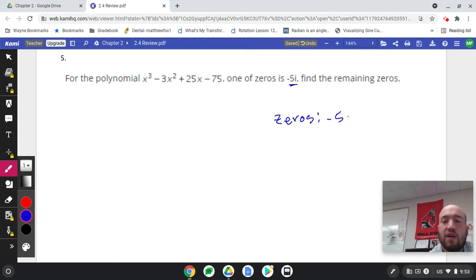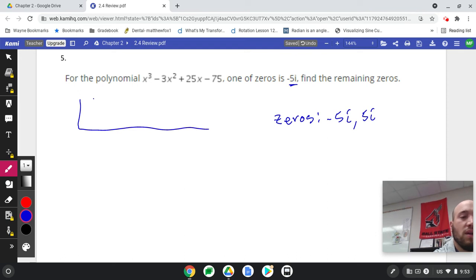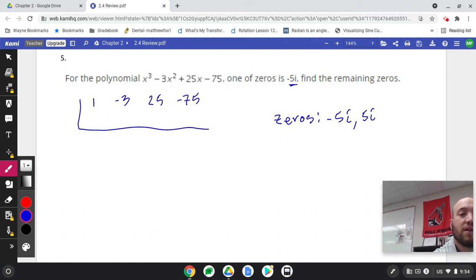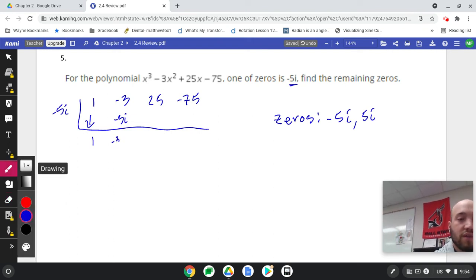It is -5i. And we also know a second 0, which is 5i, the conjugate. So we look at 1x to the third, minus 3x squared, plus 25x, and minus 75. Okay, we have a -5i out here. The 1 drops. We multiply, -5i. Here's where it gets a little more interesting. Remember, those can't combine, so let's put it in the right order: -3 minus 5i. Now when we multiply here, we distribute. This -5i goes with both terms.